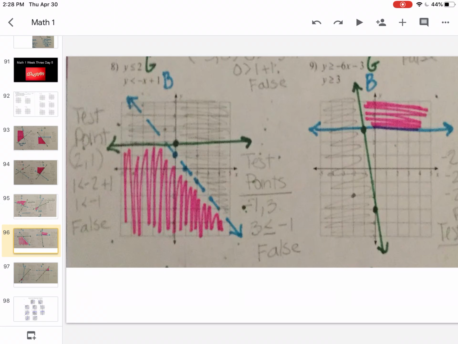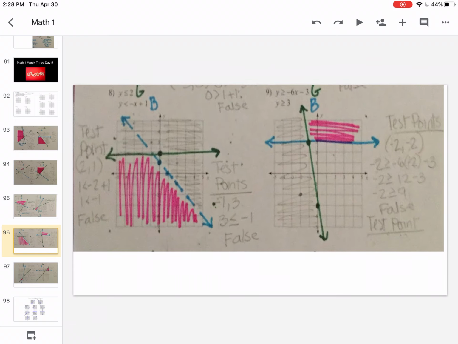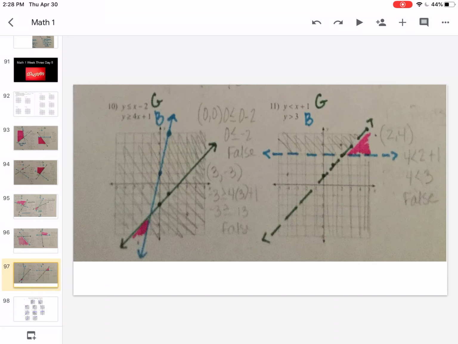Okay, so basically you just keep doing the same thing. You could see the test points to see if something's true or false, okay? And these are the last 2, okay? So graphing your lines, shading in the area that is true, okay?